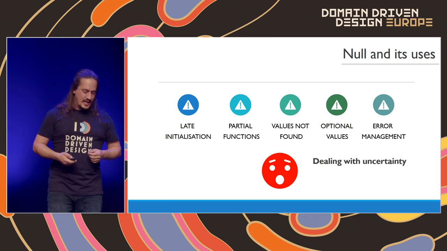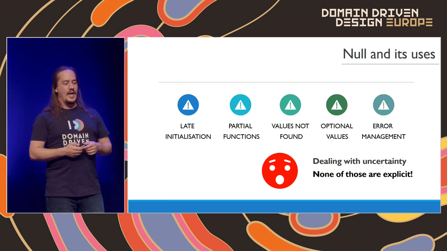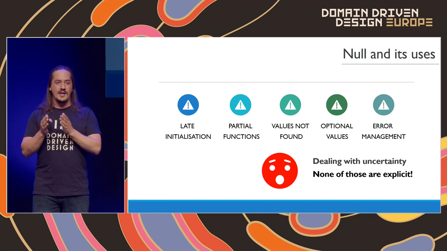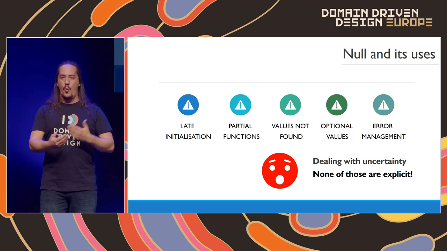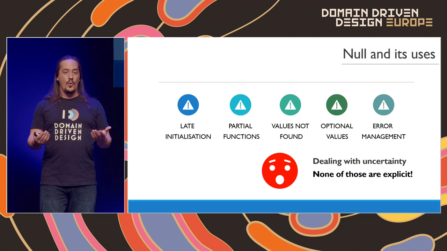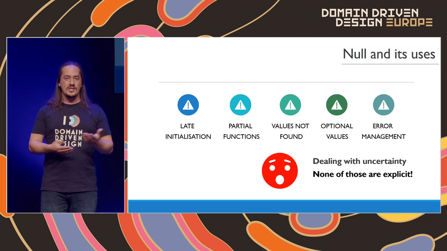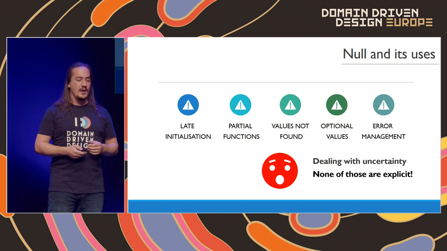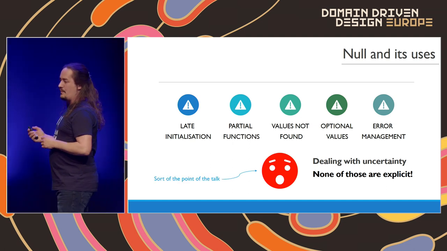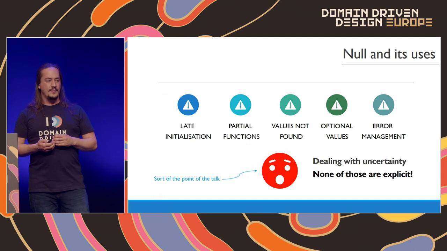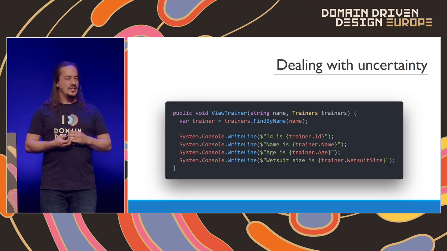Now, what we're doing here is we're dealing with uncertainty. And none of those states are explicit. You never know why you have this. Something is null. Why? Was it an error? Was there no entry? Was it not defined? Is it optional in the domain? We don't know that, right? So that's kind of the point of this talk. And we want to show how to deal with uncertainty.